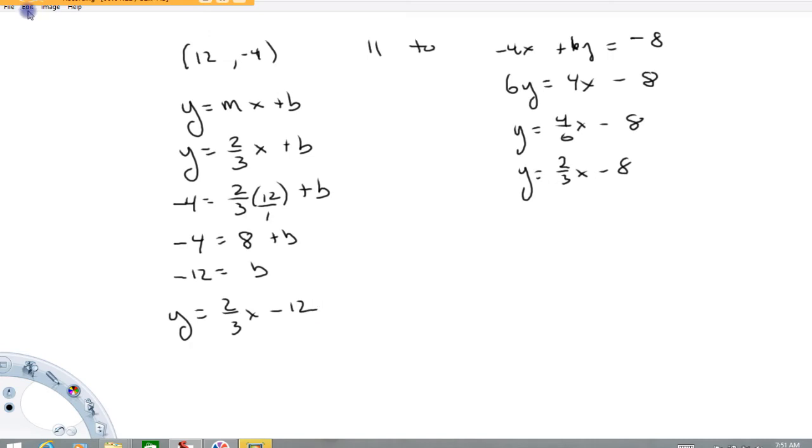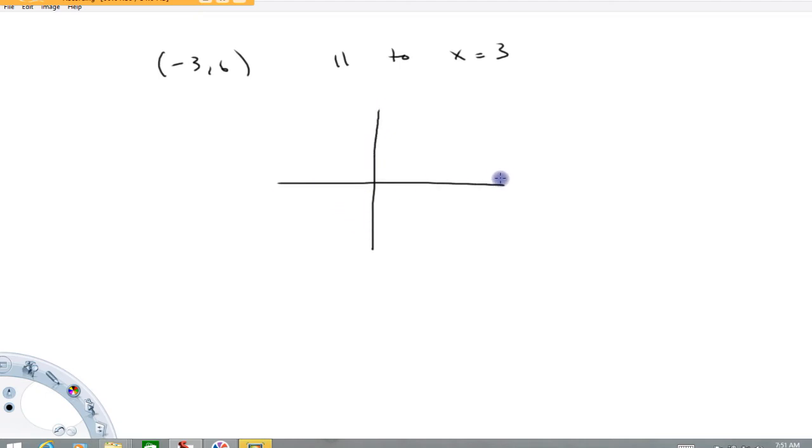Alright, examples 3 and 4. We're looking for a line that goes through -3, 6, parallel to x equals 3. Let's talk about that x equals 3. Doing a quick sketch, you'll notice that there's no y value in this equation. What that means is y can be anything and x has to be 3. So, for example, this graph goes through 3, 0. It also goes through 3, 1, 3, 2, 3, -1, 3, -2, and so forth. That's a vertical line.